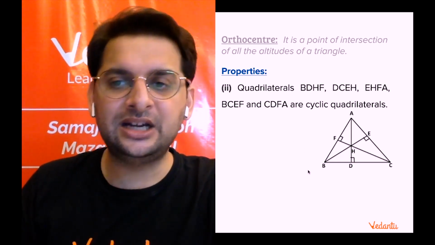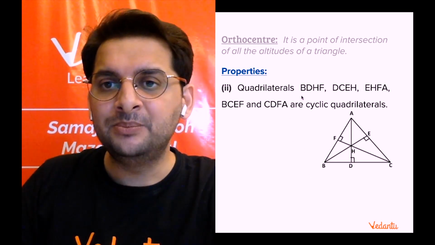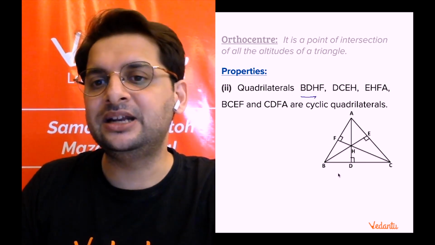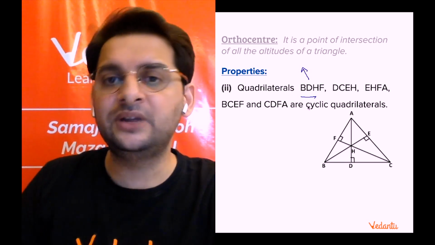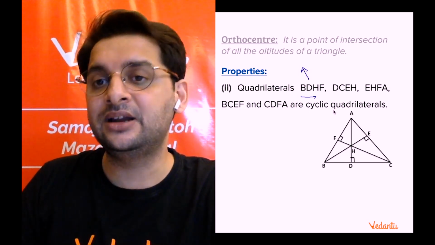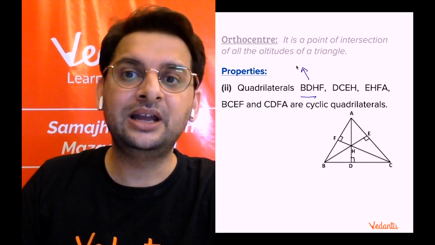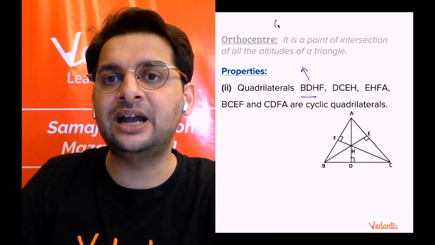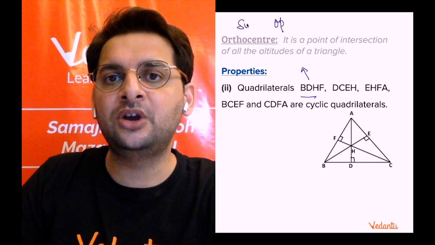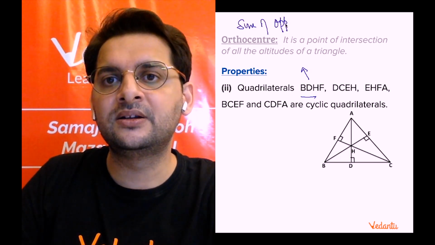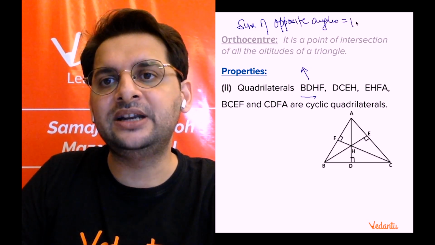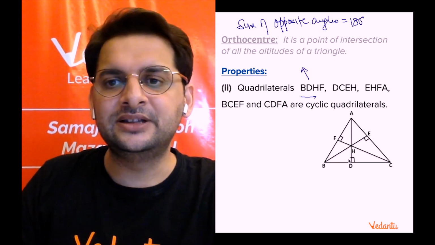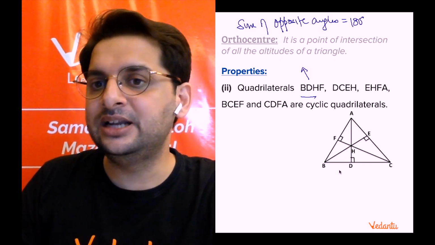What are those 6 cyclic quadrilaterals? So can I say BDHF is one cyclic quadrilateral? And in one of the earlier sessions, I proved how a quadrilateral can be cyclic: if we prove that the sum of the opposite angles is 180 degrees. So in this case, angle F plus angle D is 180 degrees.